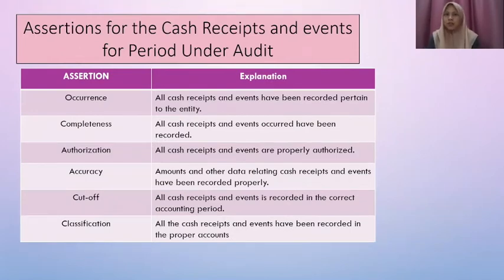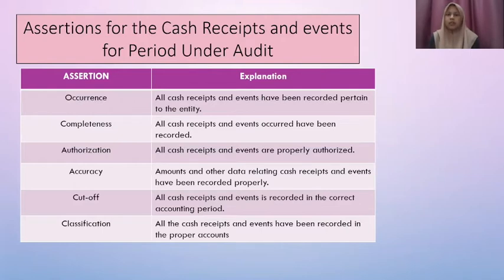Next, for the assertions of cash receipts, firstly, occurrence. It is the management's duty to ensure that all cash receipts and events have been recorded pertain to the entity. Next, completeness. Management needs to ensure that cash receipts and events that occurred have been recorded. And next, authorization. Management is required to ensure that all the cash receipts and events are properly authorized. For accuracy, amounts and other data relating to cash receipts and events should be recorded properly by the management.